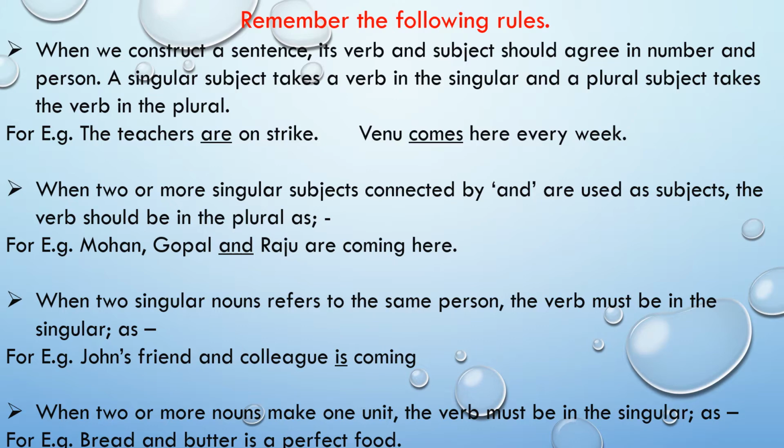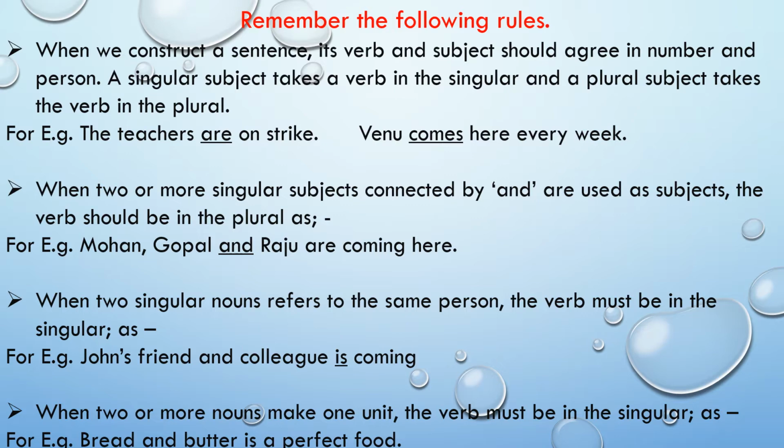For example, the teachers are on strike. So teachers, children, is plural, so are. Here you cannot write teachers is on strike. That is incorrect. Venu comes here every week. So Venu, children, is a third person singular. So we have added s after the verb. Venu comes here every week.